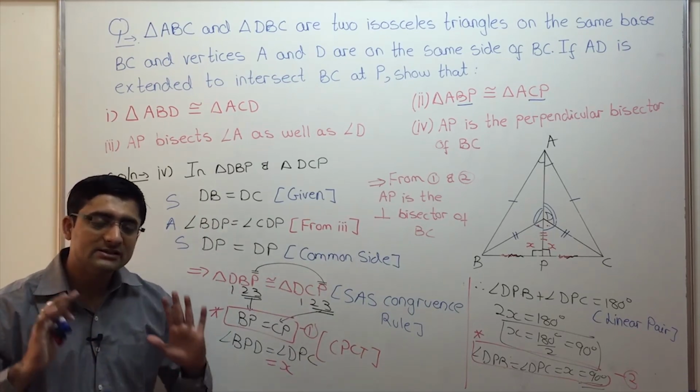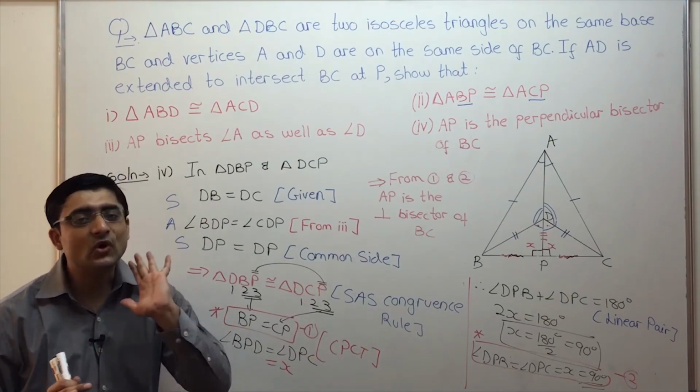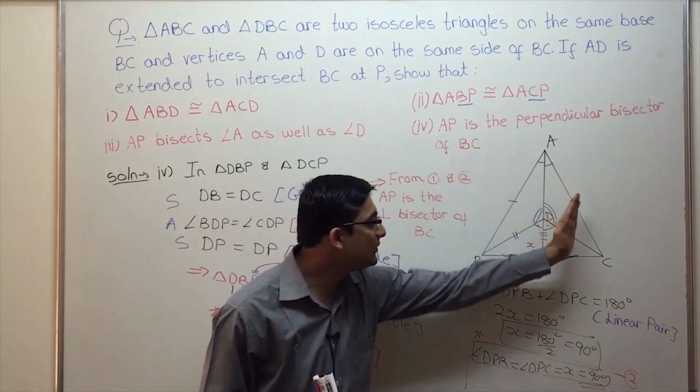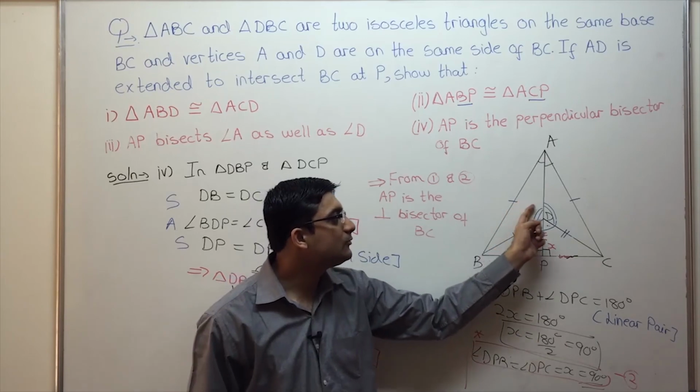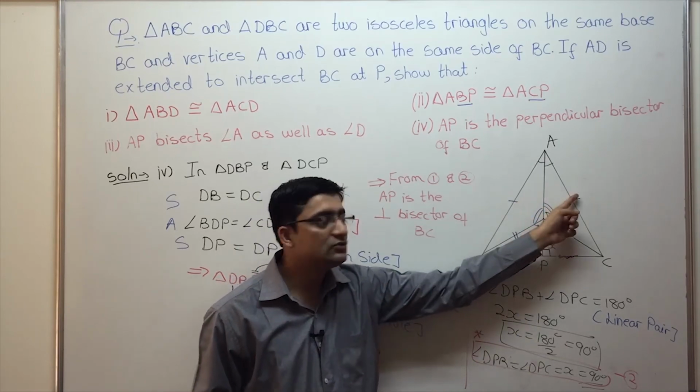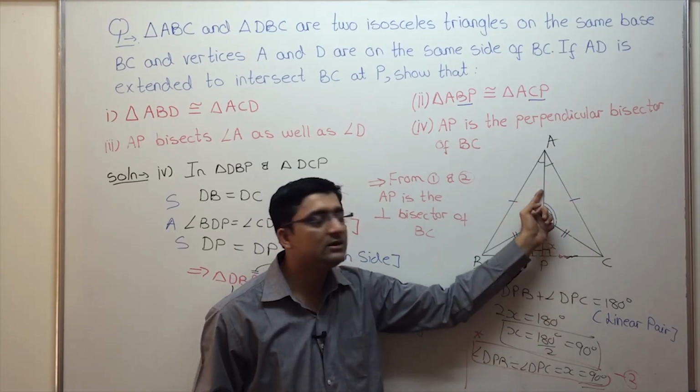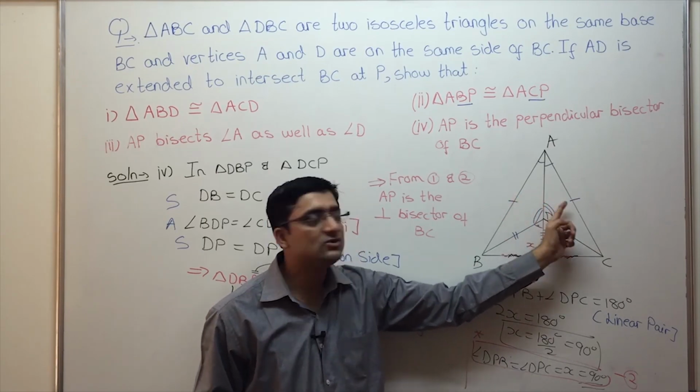So let me do a recap. See, just go step by step. First step is always mark what is given to you. AB is equal to AC, BD is equal to CD. Then go step by step. First you have to prove these two triangles to be congruent. These two sides are equal. These two sides are equal. This is the common side. So by SSS, the two triangles are congruent.